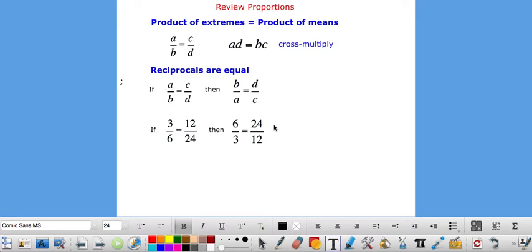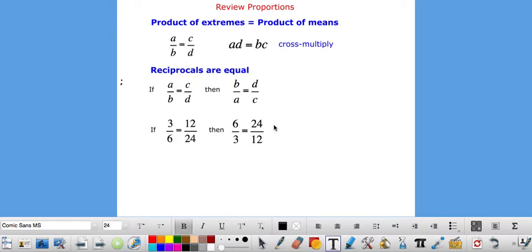Okay, so in 6.2, we're going to start with just kind of a review of proportions and look at a bunch of equivalent proportions and different properties that we can do. And we have two fractions set equal to each other. And then we're going to look at some applications as it pertains to geometry and triangles and all that good stuff.